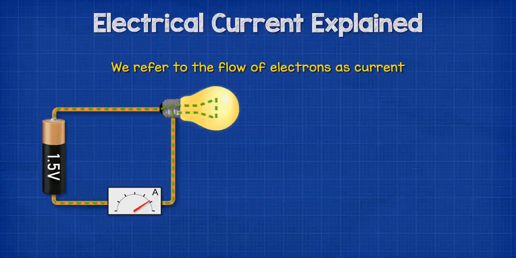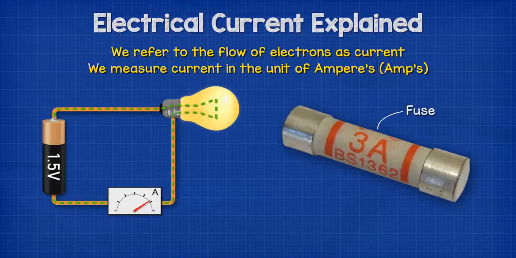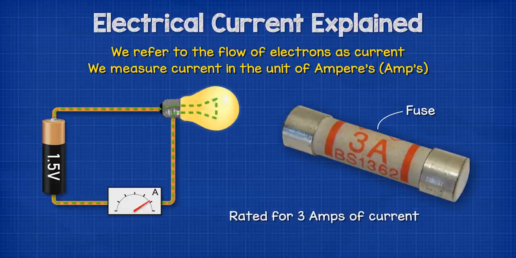We refer to the flow of electrons as current, and we measure this in the unit of amperes, although you'll usually just hear people say amps. This is also represented with a capital A. For example, this fuse has a 3 and a capital A, which means it is rated for 3 amps of current. We'll look at how fuses work a little later in this video.